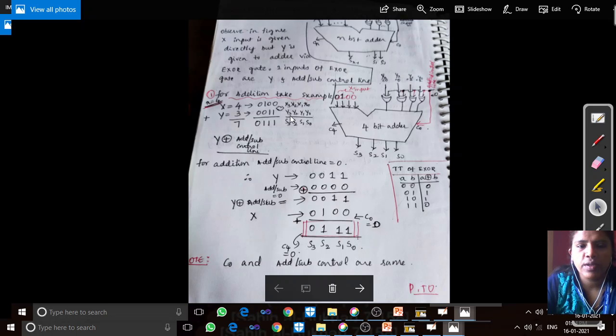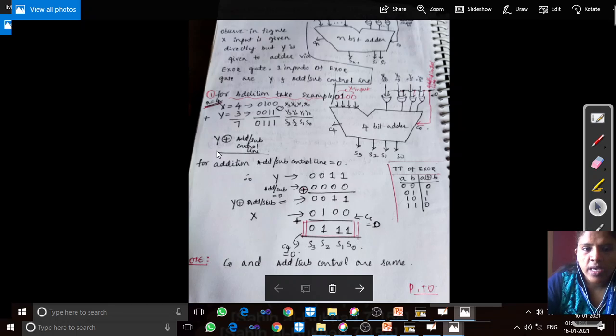Now the circuit shown in this image performs addition. X is equal to 4, y is equal to 3. X0, x1, x2, x3 are 0, 0, 1, 0, and y is 0, 0, 1, 1. Now what is the result you get? S0 to S3 is 0, 1, 1, 1.